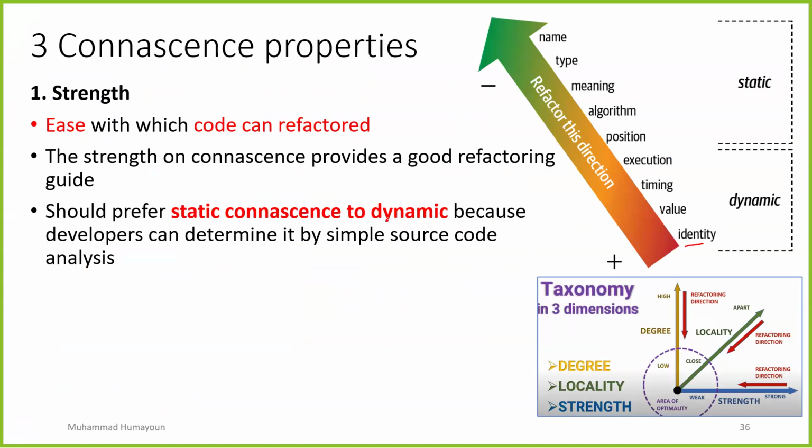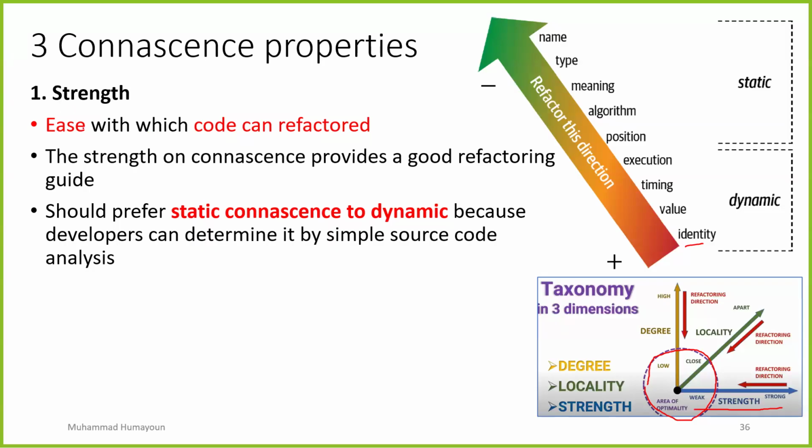So there are three connaissance properties you need to look at. One is strength. You want to be, by the way, in this optimal area. Strength, strong to weak. Bring it here. Locality. Locality simply means how dispersed your code is. If you refactor it, the refactoring direction should be close. Bring it over here. And then degree, bring it back to low. So there are three things: strength, locality, and degree. Three dimensions of connaissance properties.